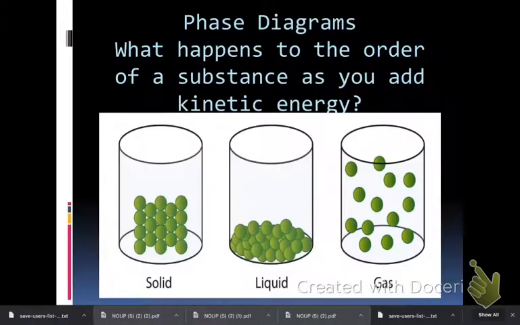And the next question: what happens to the order of a substance as you add kinetic energy? As you add or remove kinetic energy, but we'll look at the adding. So use this diagram to help you. What happens to the order, how the particles are arranged, as you continue to add energy? Take a moment and answer that.